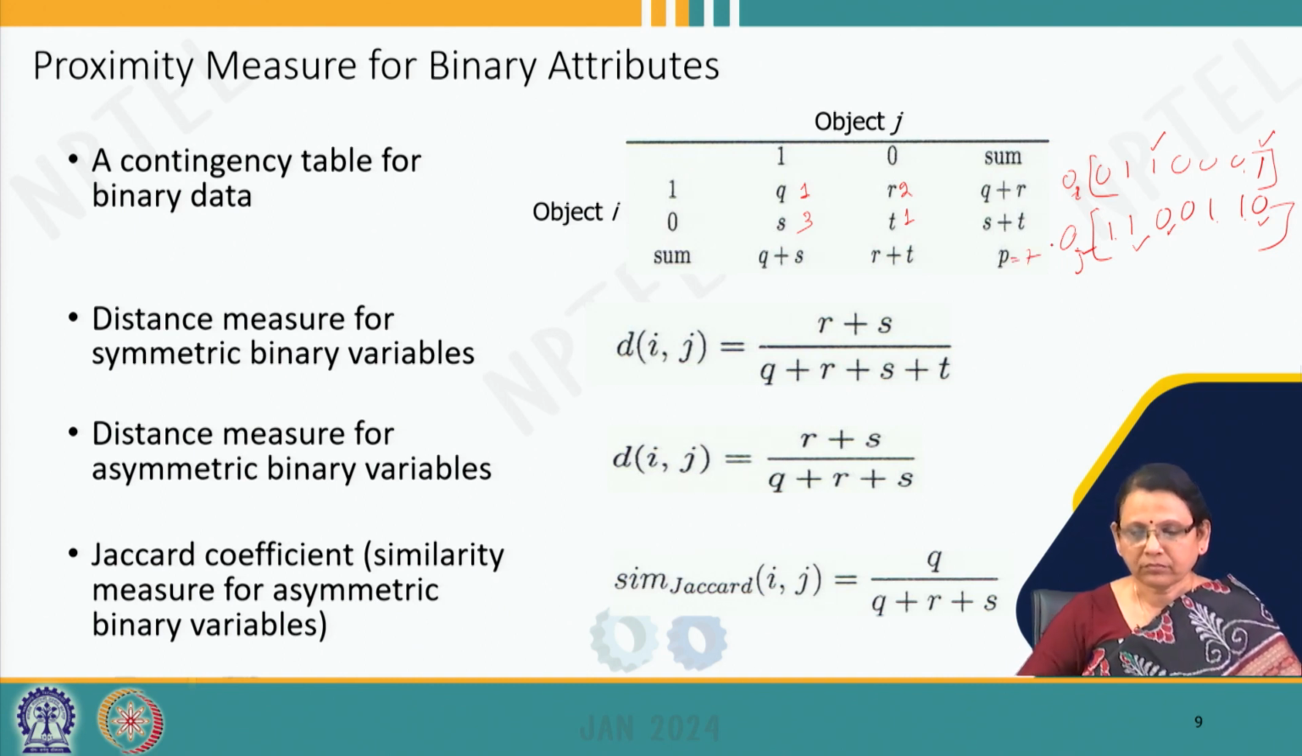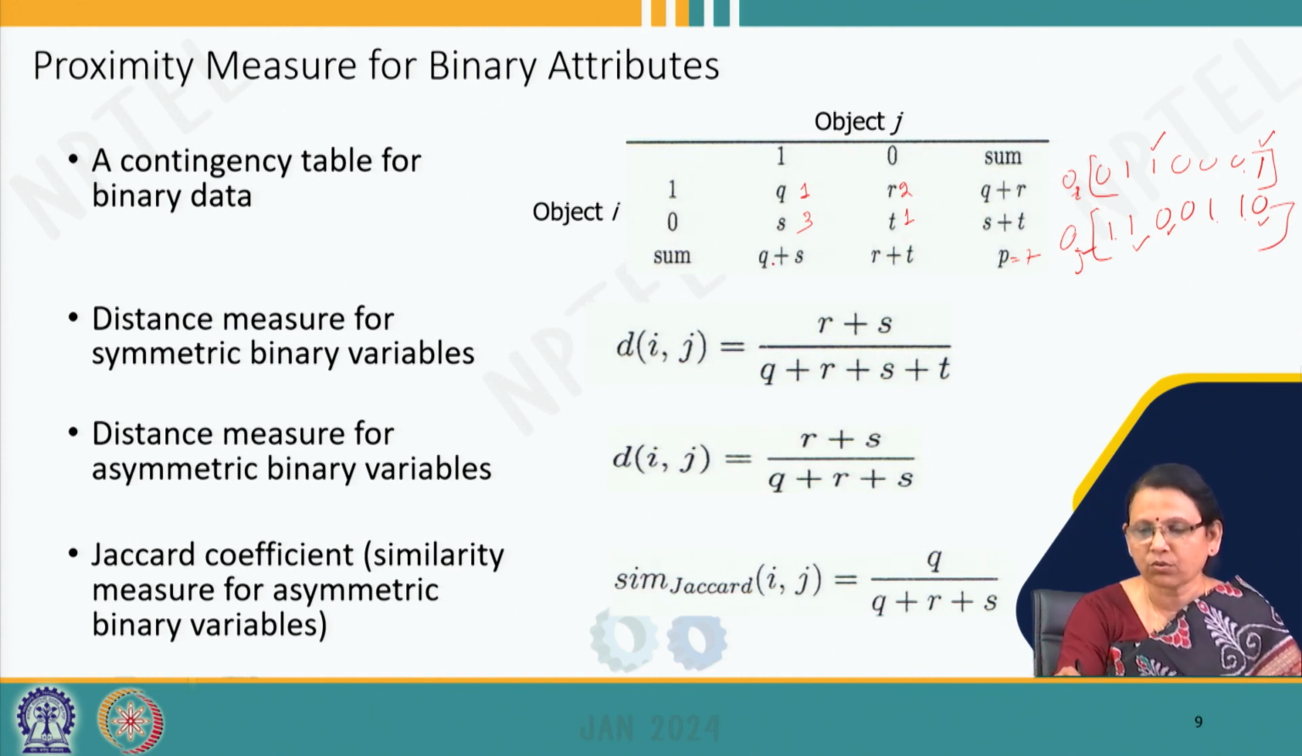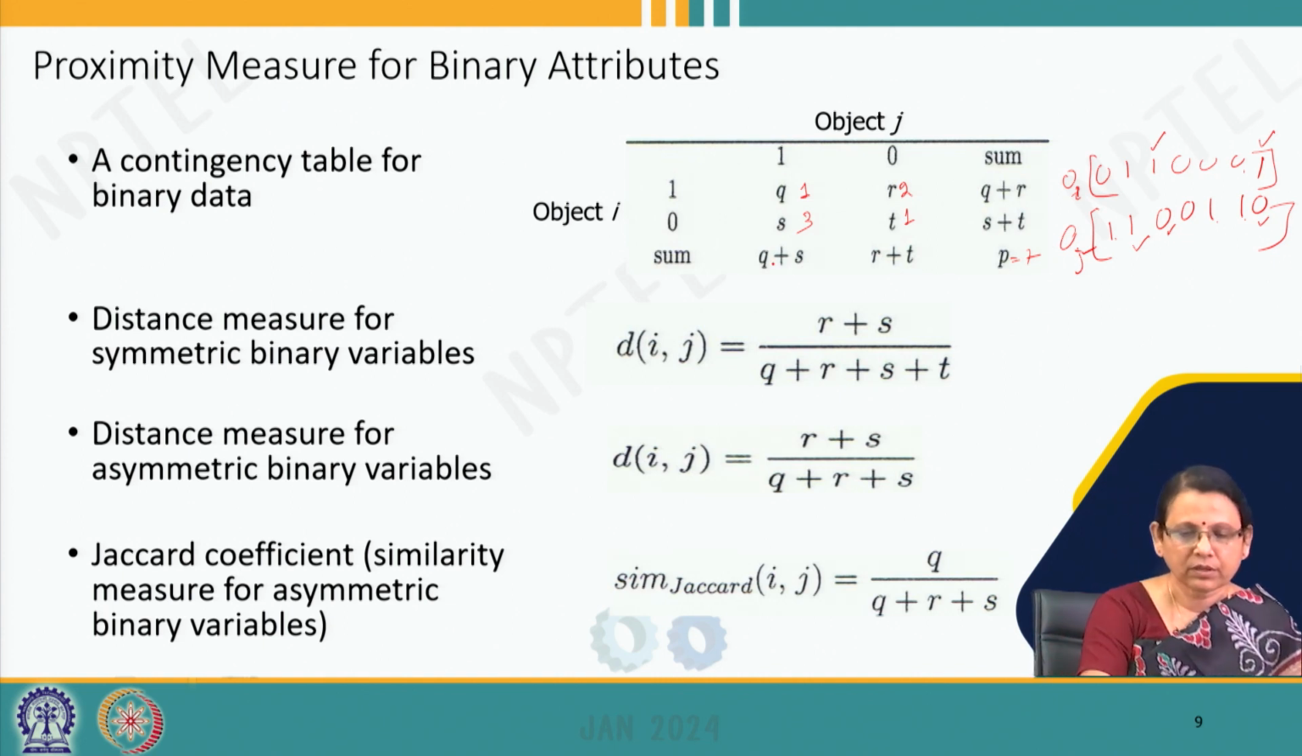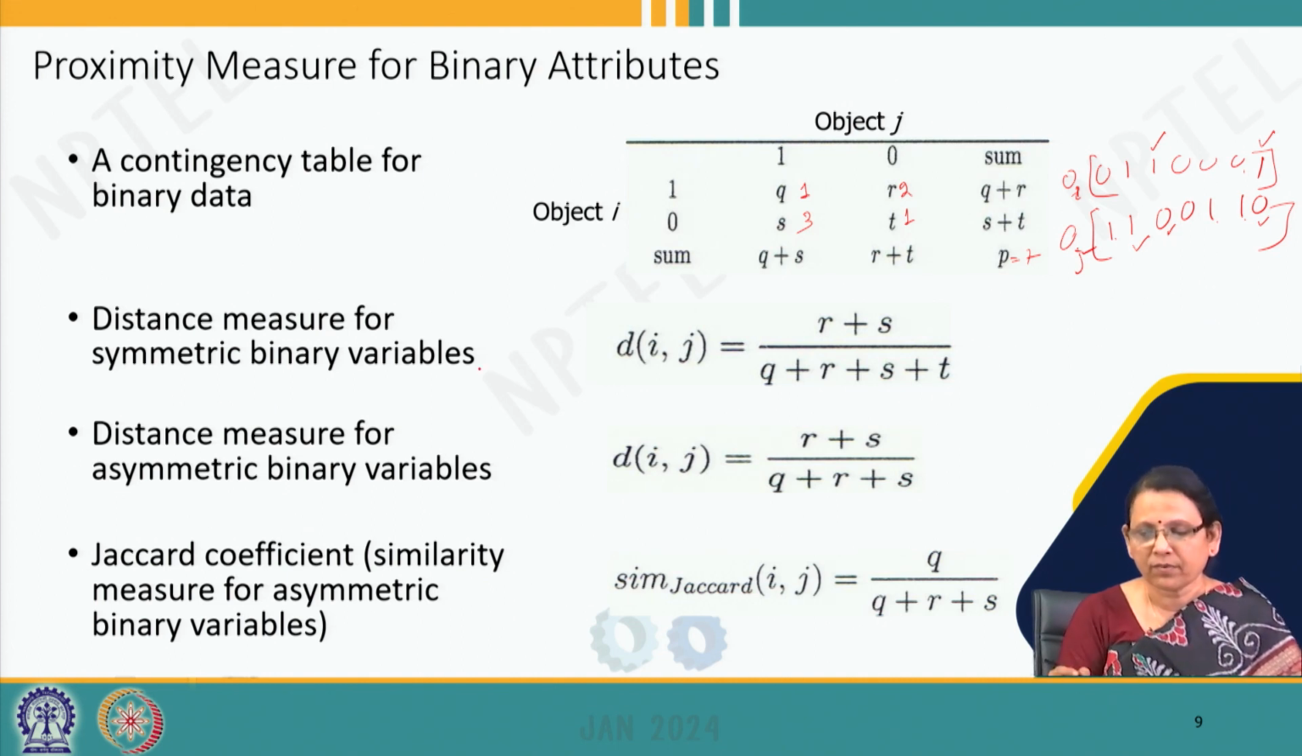Okay. So, you find out this row and column wise sum. Now, you find out the distance measure. So, for a symmetric binary variable, this is the formula.